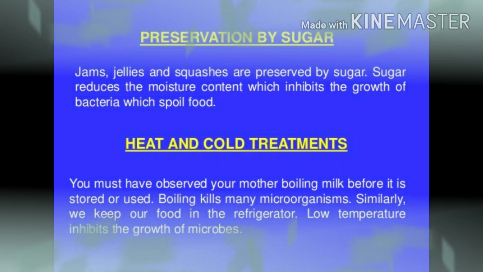Sugar reduces the moisture content, which inhibits the growth of bacteria which spoil food. Inhibits means prevents. The sugar prevents the growth of bacteria which spoil the food when sugar is added to that food. Next, heat and cold treatment to preserve the food for a longer time.